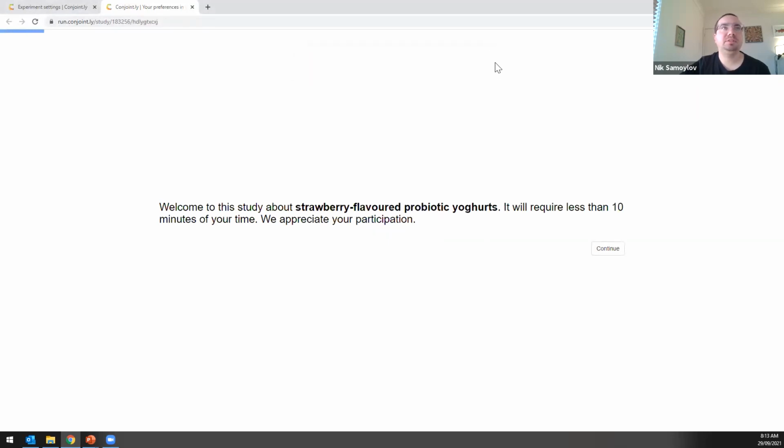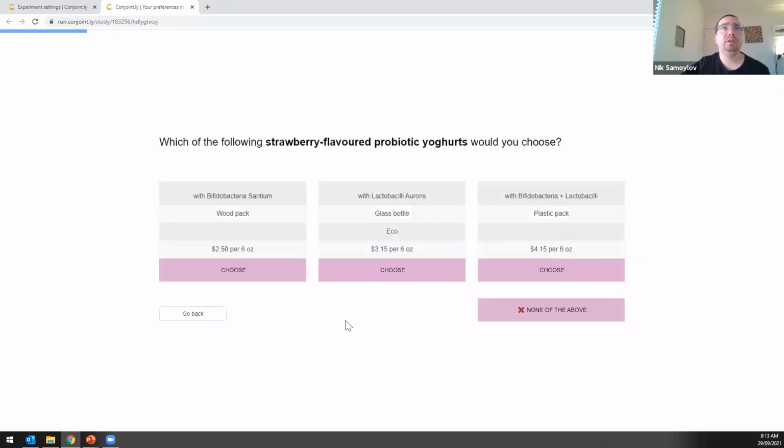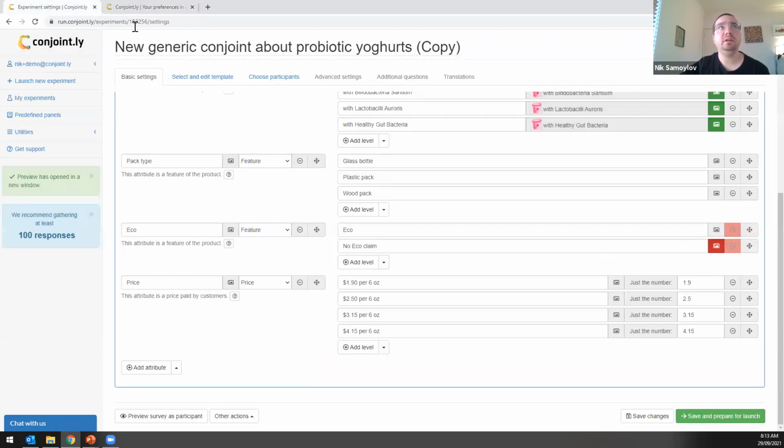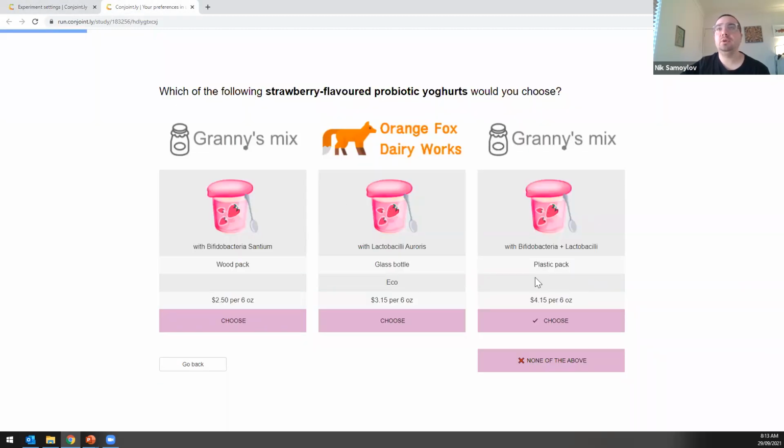Yeah, so we tell them it's a survey about strawberry flavored probiotic yogurts. We show them different alternatives. So they have 3 alternatives here, plus none of the above, so 4 alternatives in total. Each alternative shows the brand, the probiotic claim, the type of pack. Some of them show eco, others show no eco. So this one we're just hiding. It doesn't say no eco, it just doesn't show anything. And here we have the price per 6 ounce.